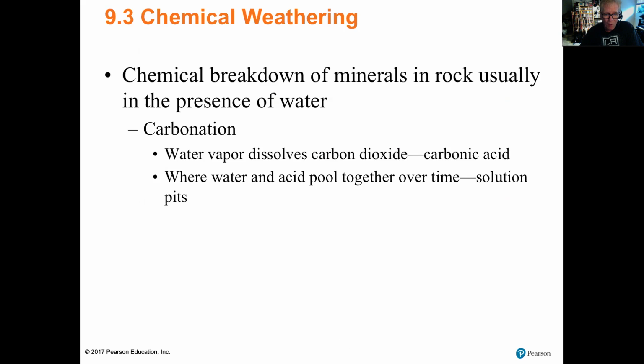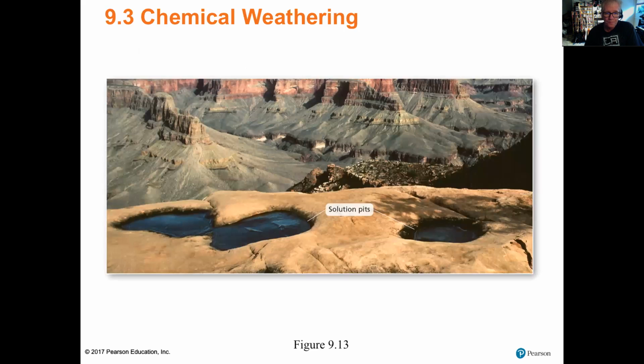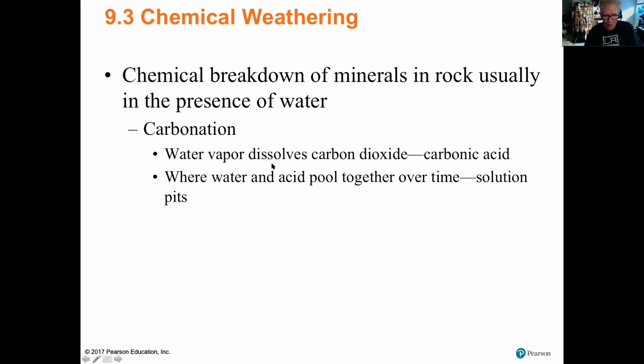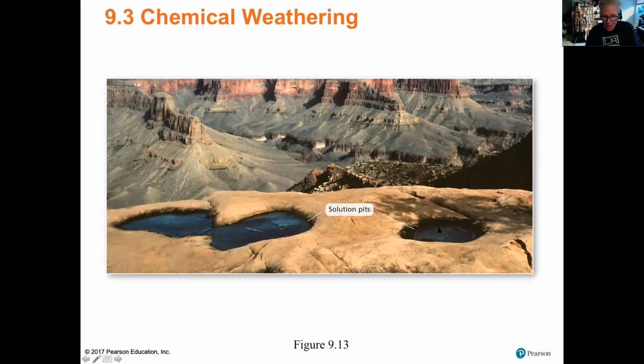Carbonation, where water vapor dissolves the carbon dioxide, forming carbonic acid. And when you get those two together, it forms a solution and it will break down the material in the rock. So you can see this is a Grand Canyon area, but you can see these solution pits. Again, the water vapor dissolves the carbon dioxide, so it forms this carbonic acid, and that eats away at the rock over time, and we get these pits.